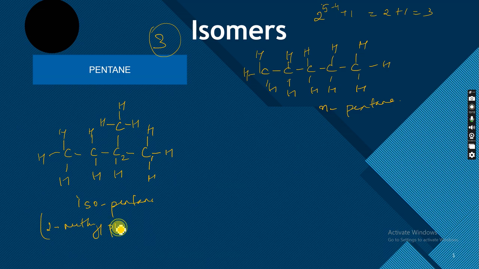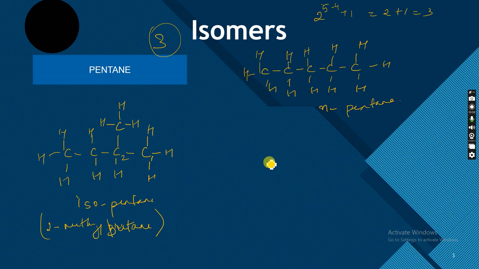So 2-methyl, then the root word: 4 carbons are there, so but, single bond, butane. 2-methylbutane, 1 2 3 4. 4 means but, single bond so ane, and 1 methyl group is at the second carbon, so 2-methylbutane.